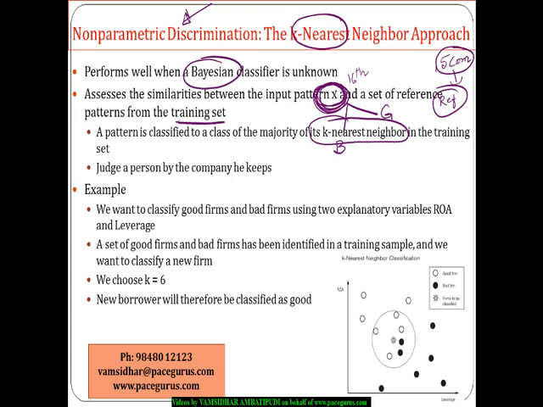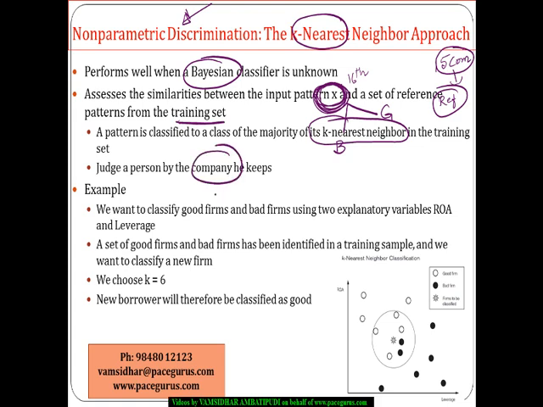So it will see how many of the neighbors which are close to that are good and how many of them which are close to that are bad. Depending on which number is more, it will classify that particular X into that particular group. So it's as good as going with the English proverb, judge a person by the company he keeps.